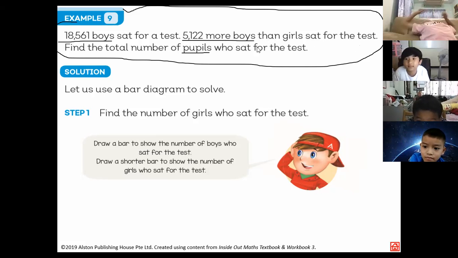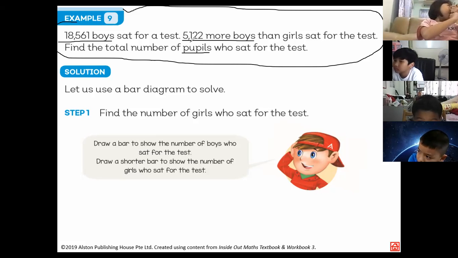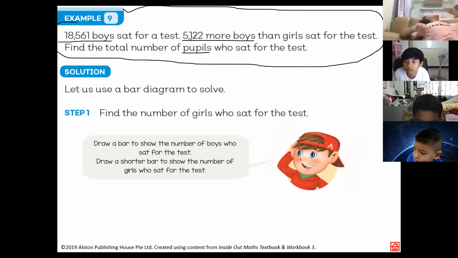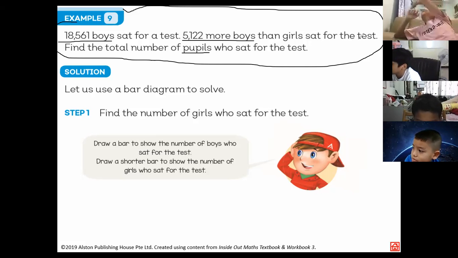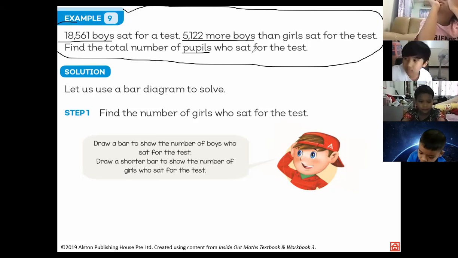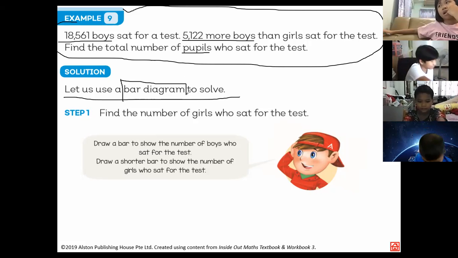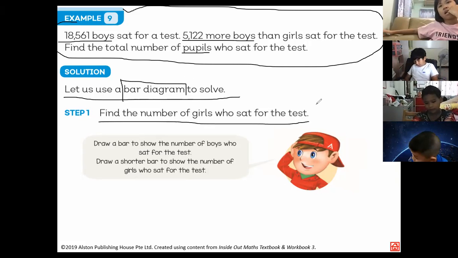Okay, thank you, Kaimuk. So I'm gonna read one more time. There are 18,561 boys sat for a test and 5,122 more boys than girls sat for the test. Find the total number of pupils who sat for the tests. All right, so here's the solution. Let us use a bar diagram, okay? Step number one, find the number of girls who sat for the test.